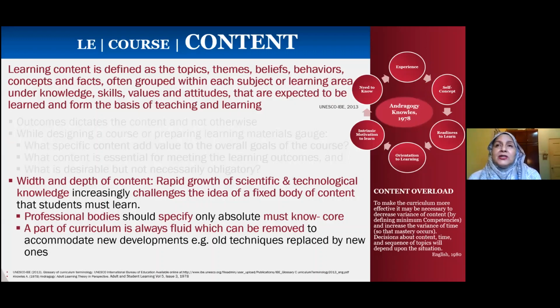So practically, if the medical bodies, the accreditation bodies, have specified the curriculum, that these are the things which should be there, it should not be the whole curriculum they are dictating. There should be a place for flexibility, for newer developments to be incorporated in the curriculum, and similarly some things which can be removed from the curriculum. So the professional body should specify only the absolute must-know core, and the part of the curriculum is always fluid, which can be removed to accommodate the newer developments.